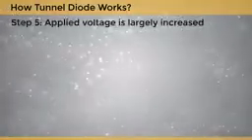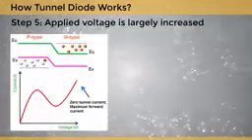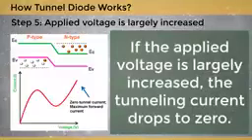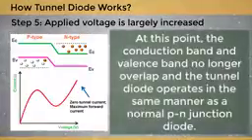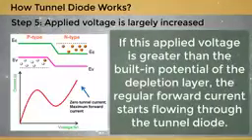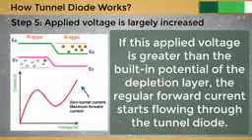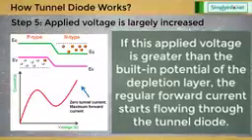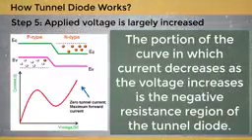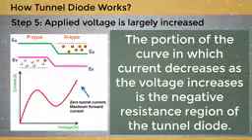Step 5. Applied voltage is largely increased. If the applied voltage is largely increased, the tunneling current drops to zero. At this point, the conduction band and valence band no longer overlap and the tunnel diode operates in the same manner as a normal p-n junction diode. If this applied voltage is greater than the built-in potential of the depletion layer, the regular forward current starts flowing through the tunnel diode. The portion of the curve in which current decreases as the voltage increases is the negative resistance region of the tunnel diode.